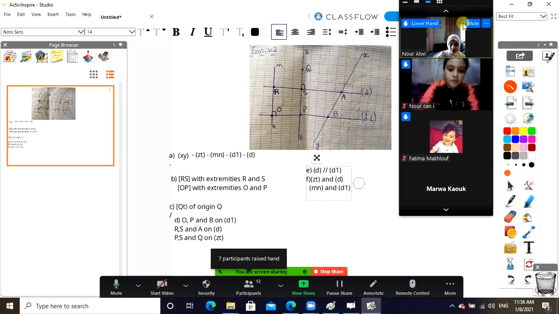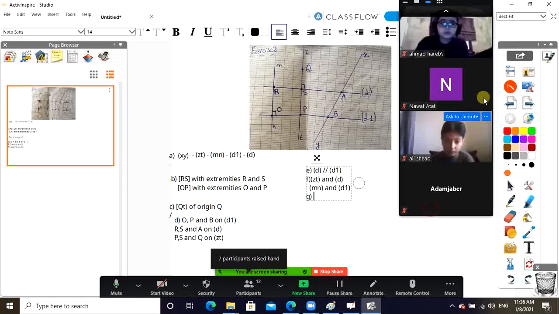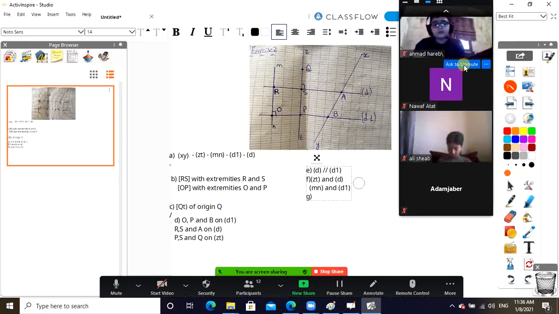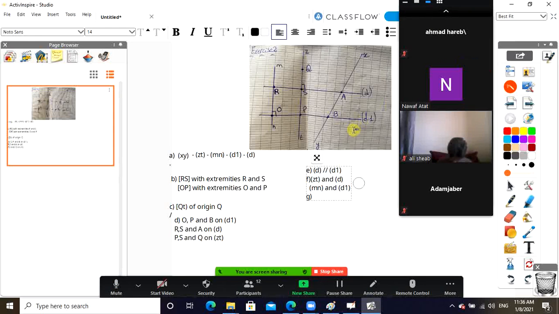Yes, I will move to part G with Nawaf. Name two intersecting lines, like X, like the letter X. Two intersecting lines, yes. Two intersecting lines: XY and ZY and SD.